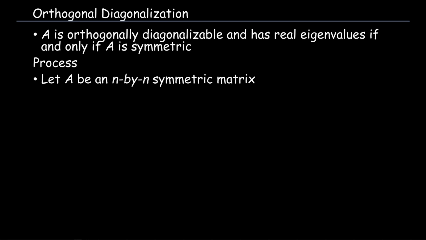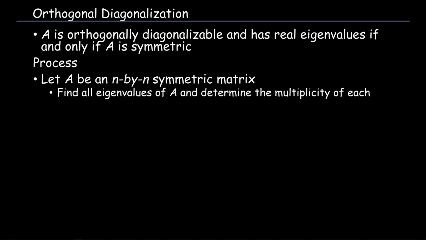As always, we're going to start off with our givens. We're going to let A be an n by n symmetric matrix. It's important that it is symmetric. The first step is, as usual, to find the eigenvalues and determine the multiplicity of each eigenvalue. Now we start dealing with the eigenvalues, in other words, finding the eigenvectors.